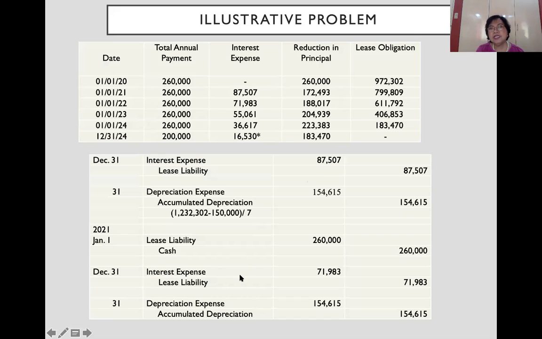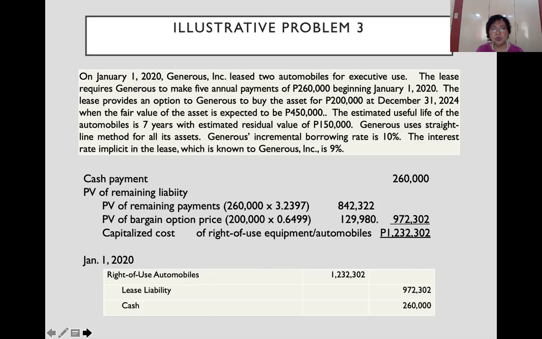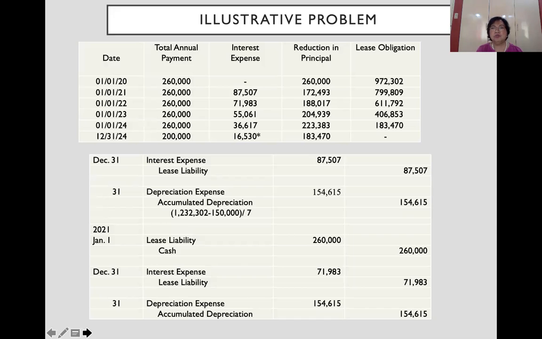Okay, so what happens at the end of the lease term? At the end of the lease term, it is expected that the right of use asset still has a carrying value. Its carrying value will be its cost of, again, 1,232,302 minus the 5-year accumulated depreciation. So there is still a remaining carrying value. Then to record your payment of your bargain option price, just debit interest expense, debit lease liability, and credit cash for 200,000.